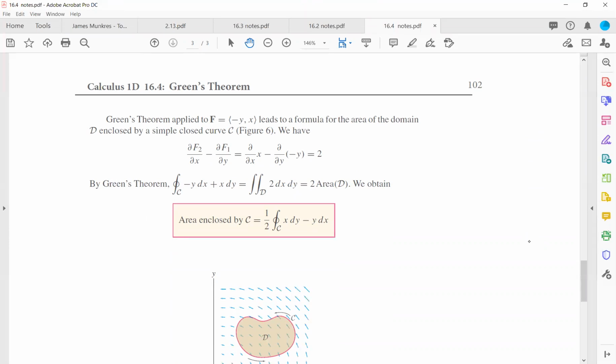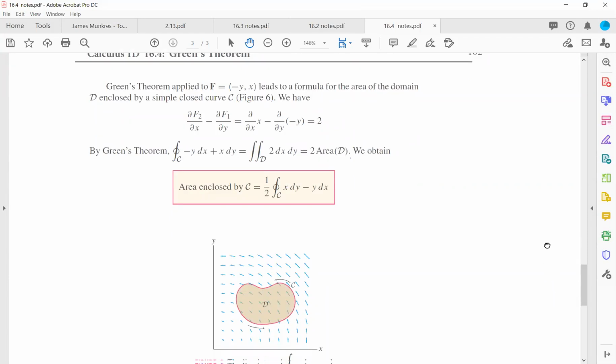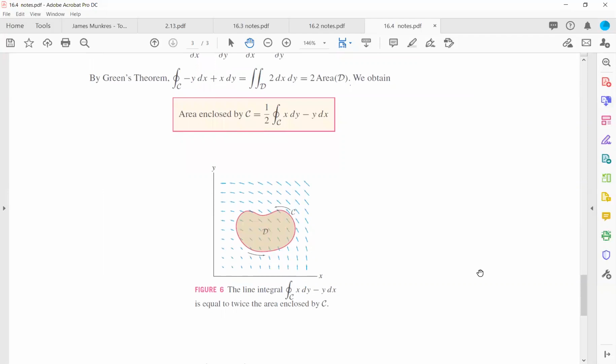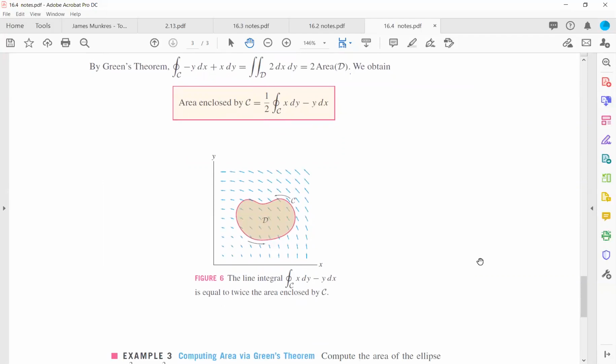The line integral of negative y dx plus x dy is equal to the double integral of the difference between partial derivatives, which is 2 dx dy. So you can factor out 2, and the double integral is nothing but the area. So the area enclosed by curve C is equal to a half times the line integral of x dy minus y dx.